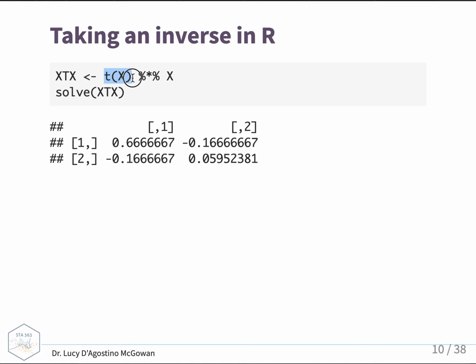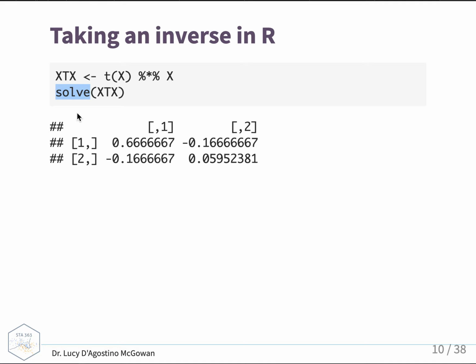If I take X transpose, I can multiply matrices by using a percent, then an asterisk, and then a percent. So this is how we do matrix multiplication. If I want to take X transpose times X, I would do it like this. I'll take the transpose of my design matrix, and then do matrix multiplication and multiply it by X. I'm saving this object as XTX. And because I want to take the inverse of it, I use the solve function. The solve function in R is a way to take the inverse of a matrix.